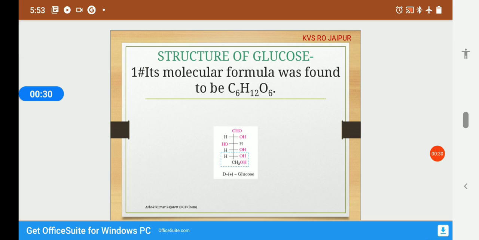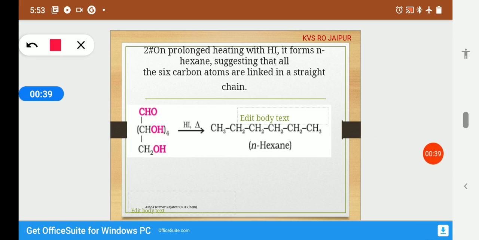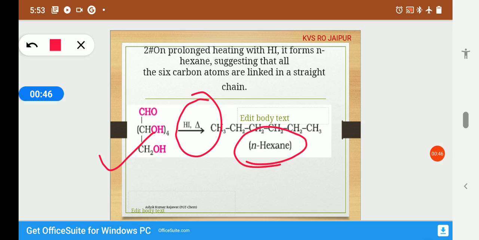The molecular formula of glucose is C6H12O6. When glucose is heated with hydrogen iodide, it gives n-hexane. This reaction reveals that glucose contains 6 carbon atoms in its structure in a straight line. So, by this reaction we come to know that there are 6 carbon atoms in glucose.